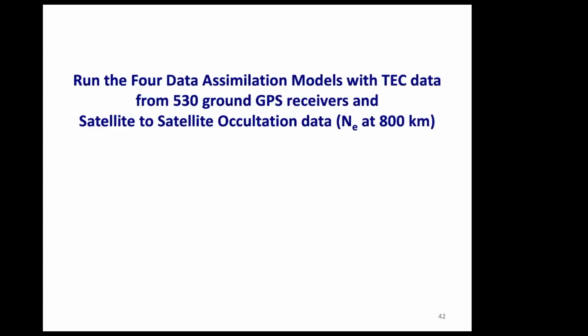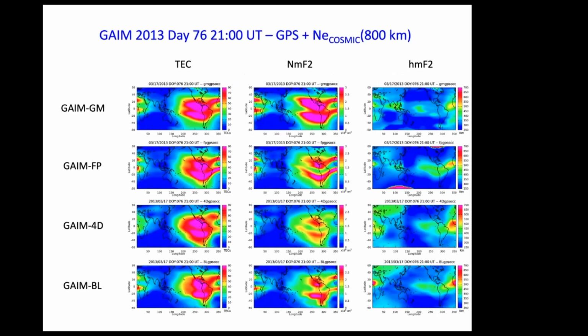Now we want to run the 4 data simulation models with TEC data from 530 ground GPS receivers and satellite-to-satellite occultation data, which corresponds to the electron density at 800 kilometers. This slide shows a comparison of the 4 GAME reconstructions. This is a case where GPS and occultation data were assimilated. As with the previous slides, the results are shown versus geographic latitude and longitude. Red corresponds to high parameter values and blue to low values.